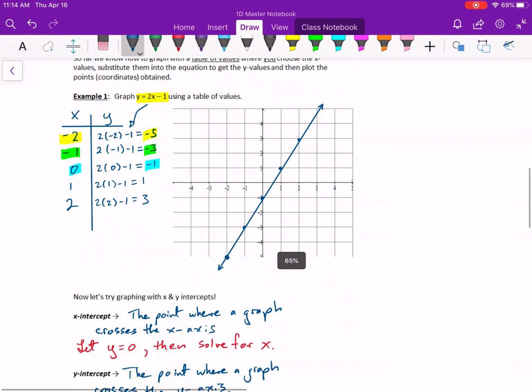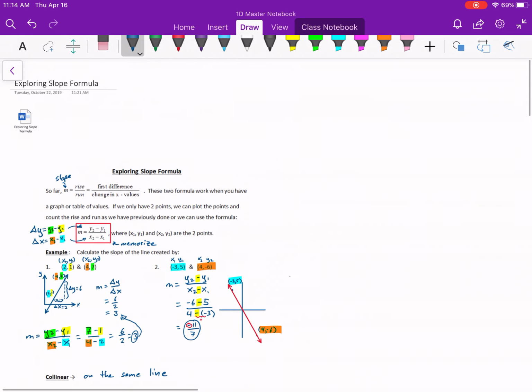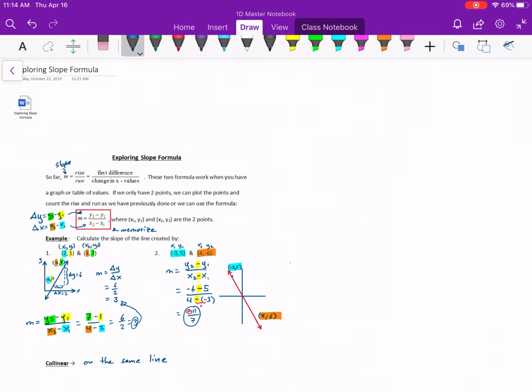And then x and y intercepts, I'd say that's my medium importance in today's lesson. You do need to know how to do x and y intercepts. You have to understand the concept of them, but again, sort of in between as far as importance goes. So now you should be doing the homework entitled Exploring Slope.